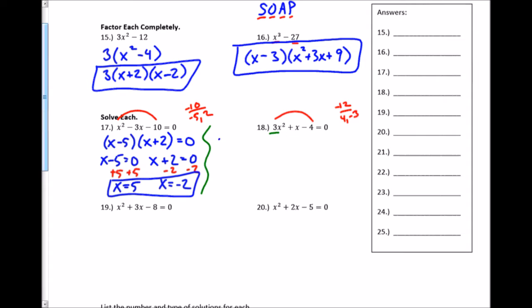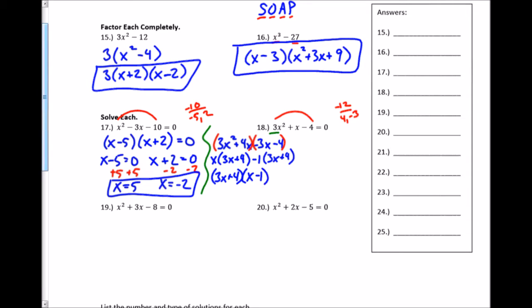So I split up this middle term. I'm going to rewrite it as 3x squared plus 4x minus 3x minus 4. So I split that middle term up, and then I factor by grouping. I group the first two terms together. I group the second two terms together. From the first two terms, I can factor out an x, which leaves me with a 3x plus 4. From the second two terms, I can factor out a negative 1, which leaves me with a 3x plus 4. So my two factors now are the 3x plus 4 and the x minus 1.